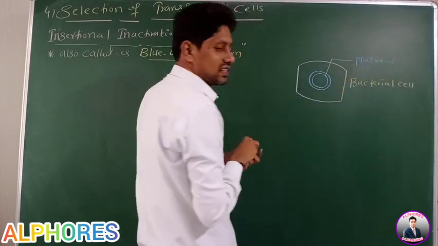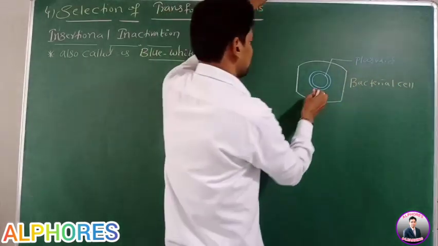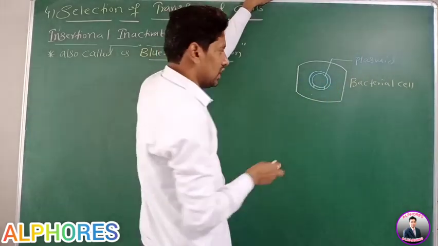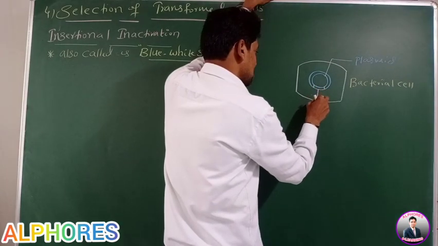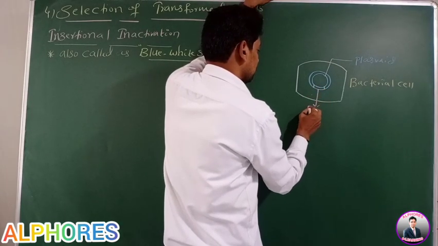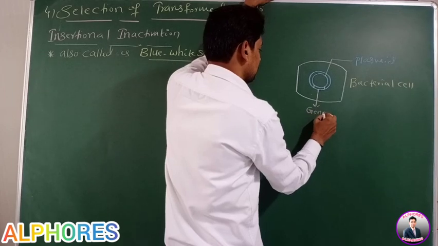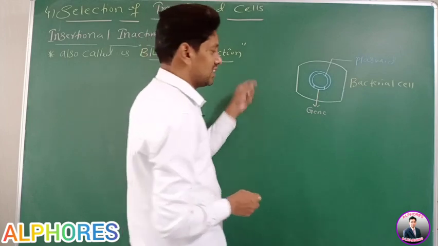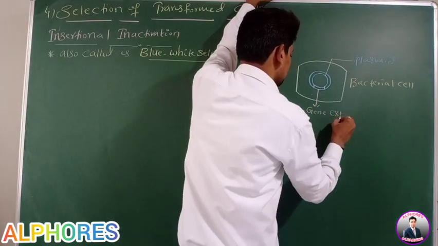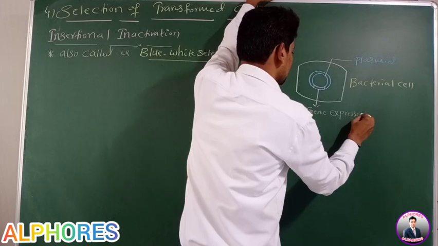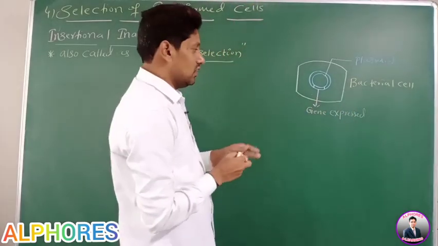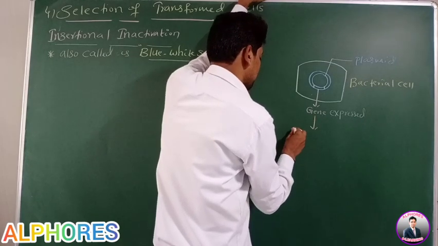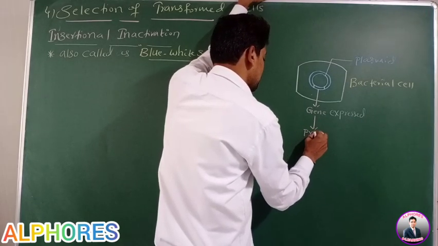In DNA, segments are called what? Genes. For example, this is one gene. When this gene is expressed, what is produced? Protein is produced.